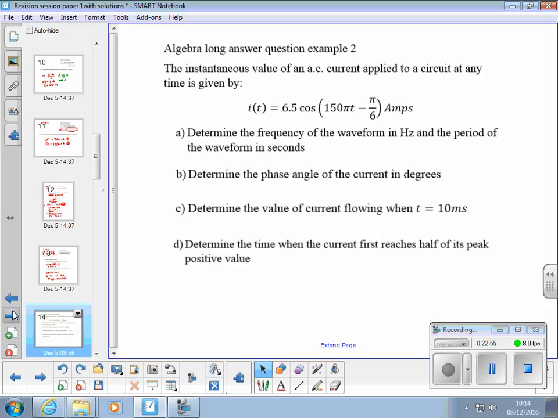I'll answer example 2. So you've been given a current in standard form, I = 16 cos of an angle in time, and you need the time when the current is first at half peak value. Okay, so have a good go.